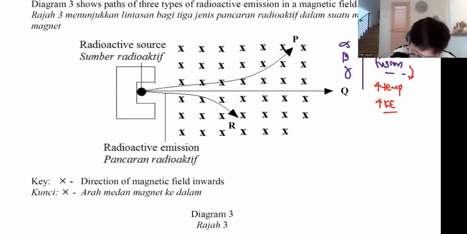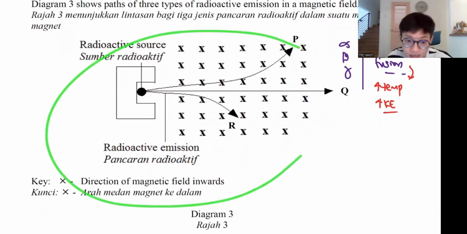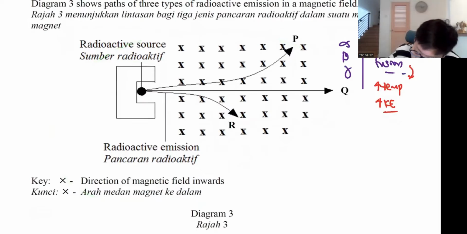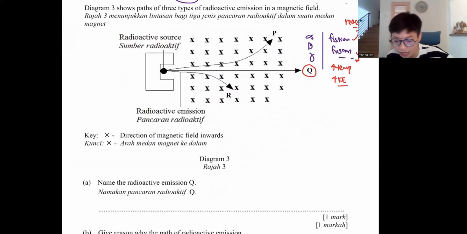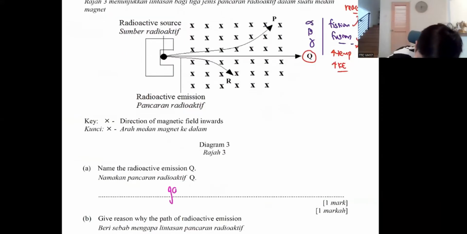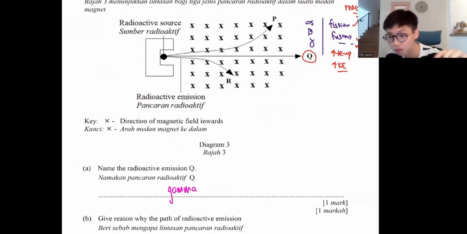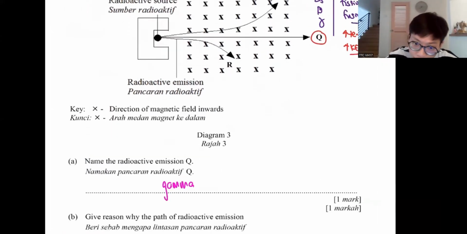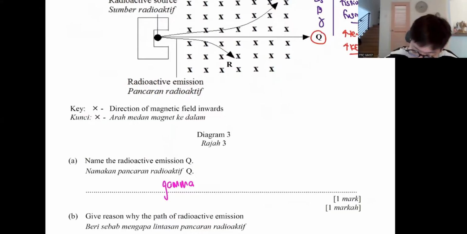Now when we look at this question, we have the direction of magnetic field inwards. They ask what is Q. As we can see, P is deflected up, R is deflected down, Q is not deflected. Meaning it has no charge. So we will say gamma, but we have to write the full name. Gamma what? Yes, correct, gamma ray.